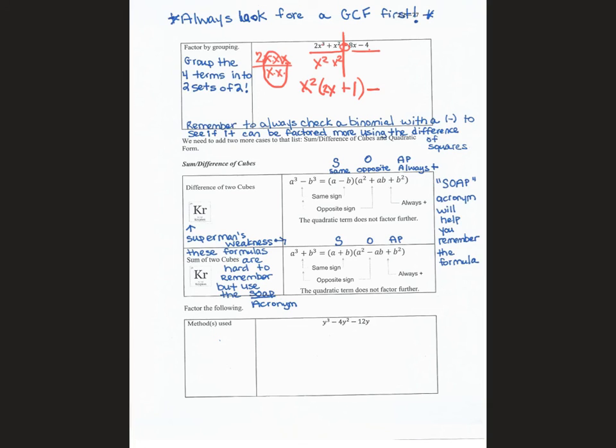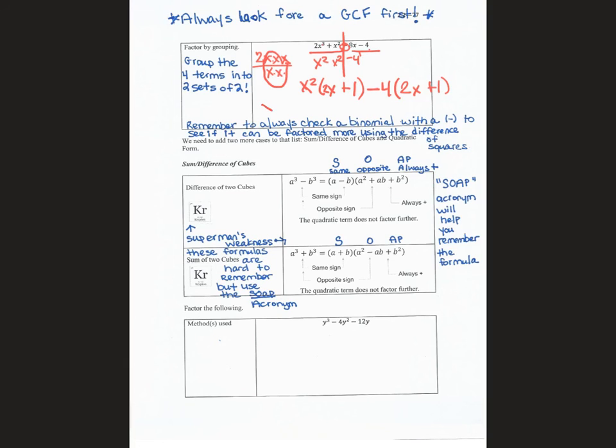And then I have an 8x and a 4. Well, 8 and 4 will both divide by 4. So my greatest common factor of that second set is negative 4. Negative 8x divided by negative 4 would be positive 2x. Negative 4 divided by negative 4 would be plus 1. So this 2x plus 1 that ends up in my parentheses has to be the same. If it doesn't end up the same, that lets me know I quite possibly have done something wrong and I need to start over with my grouping.